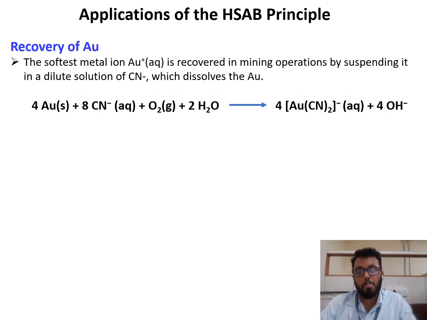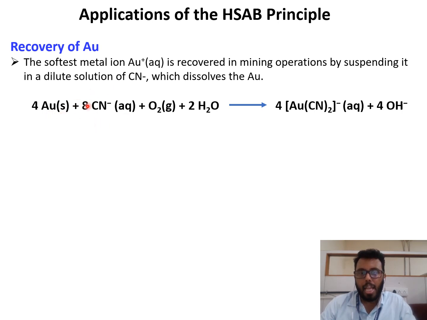And now let's move on to the application of the HSAB principle. Recovery of gold. This is an area where the principle can be applied. As we know, gold is present in a monovalent cation state, Au plus. The soft metal, we have seen that, right? Soft acid. So that metal ion is recovered in mining operation by suspending in dilute solution of cyanide. Why? Cyanide is also a soft base. We have seen that. So this will react with gold and it will dissolve the gold.